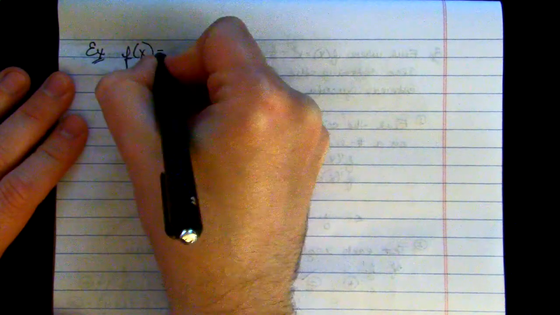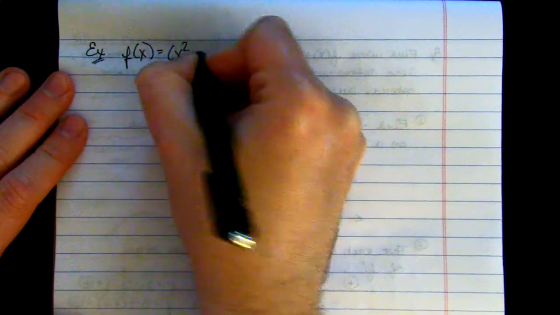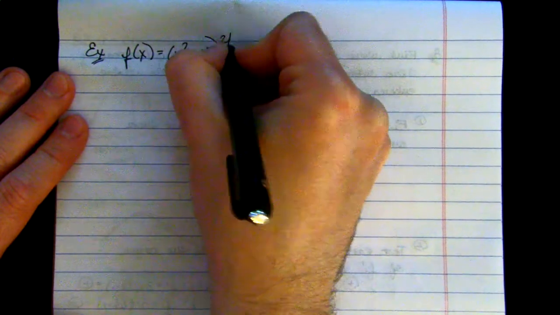Not going to write the directions, but it's going to be the same as last time. We're going to figure out where this function is increasing and decreasing. So relative max, relative min. Let's look at f of x equals x squared minus 4 to the 2/3. Take a moment and go find your derivative.